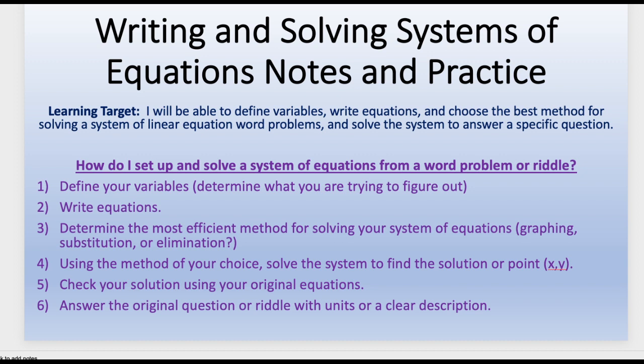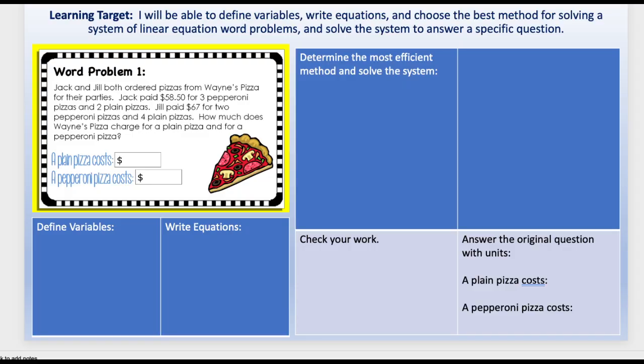Step 5, check your solution using your original equations. And then lastly, go back to your original question and make sure you are answering that specific question or riddle with units or a clear description. So we're going to go through 4 examples together in which we will go through each of these steps. Please make sure that you are either taking notes on the page provided for you, the PDF document that you have printed, or taking notes in your spiral notebook or on a piece of paper.